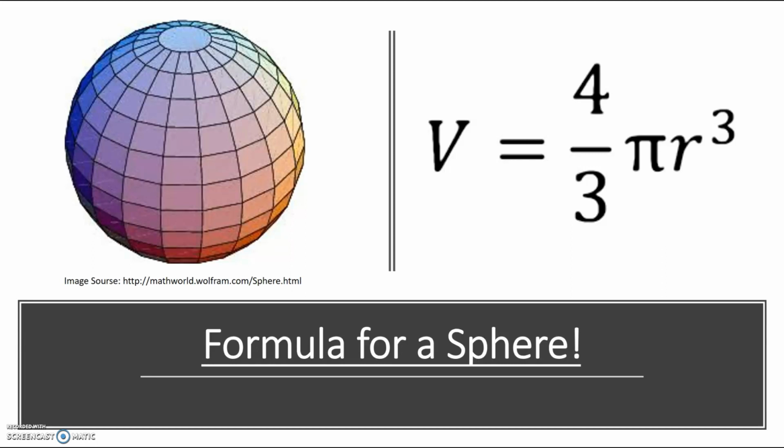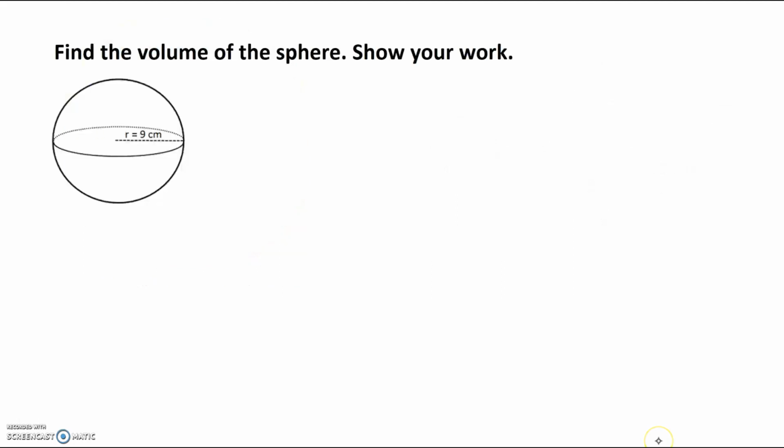Alright, and then in the previous video we did see that the formula for a sphere is going to be volume equals 4/3 times pi times radius cubed. And that is your radius cubed and not your diameter. So that'll go from the edge of your circle all the way to the center. So that'll be your radius. Now let's work through a few problems.